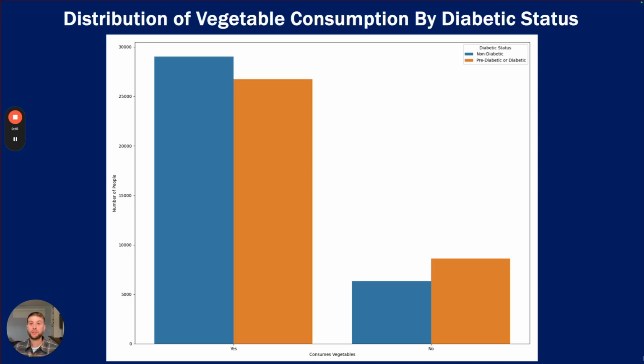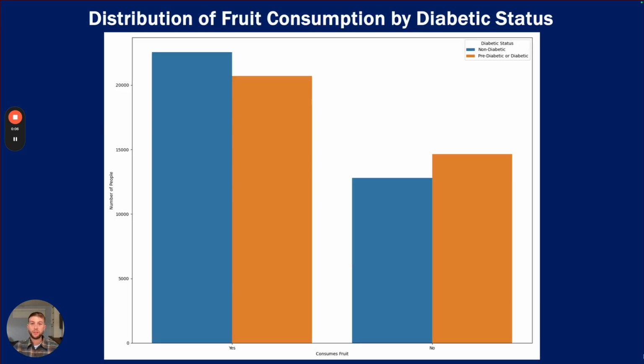This visualization shows the distribution of people who consume vegetables or not by diabetic status. Most surveyed people consumed vegetables, especially non-diabetics, and of those who did not consume vegetables, pre-diabetics and diabetics were a larger number of people in that grouping.